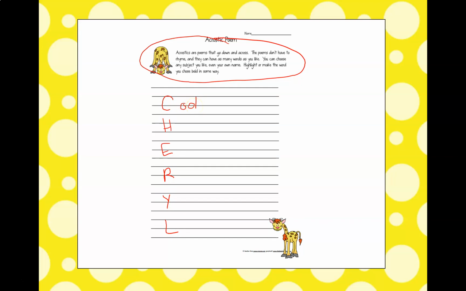I can't wait to hear your acrostic poems. Remember, one way you can share it is in your Flipgrid. Again, don't have to, but it would be really neat. Another way is you could simply just read it out loud to your family. Or the third option would be to share it at one of our Zoom meetings this week.